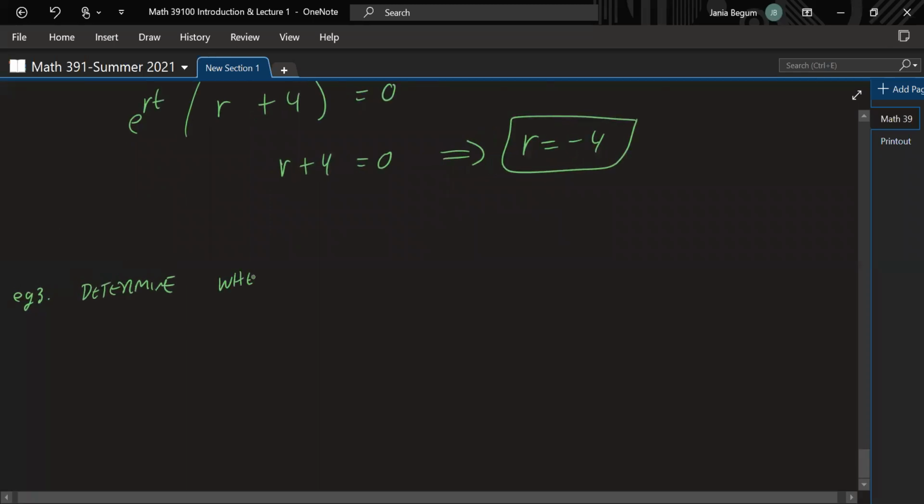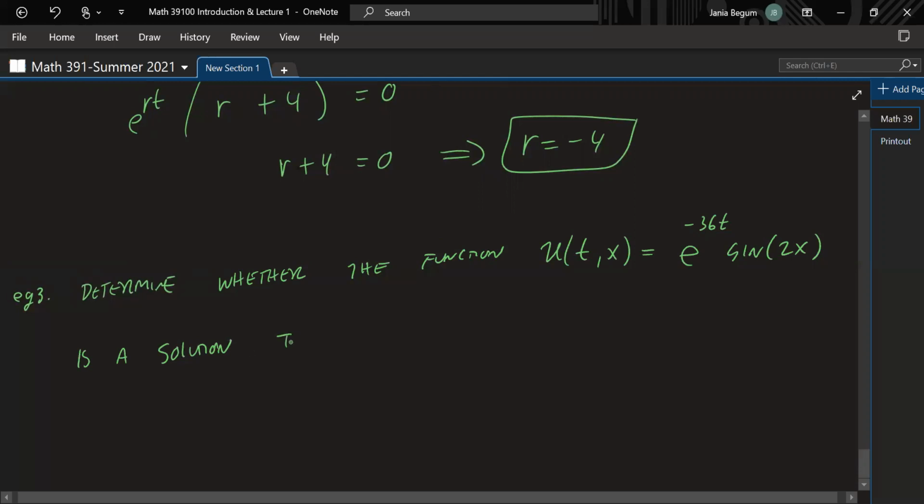whether the function u of t, x is equal to e to the -36t sine 2x is a solution to the partial differential equation u sub t is equal to 9 u sub xx.